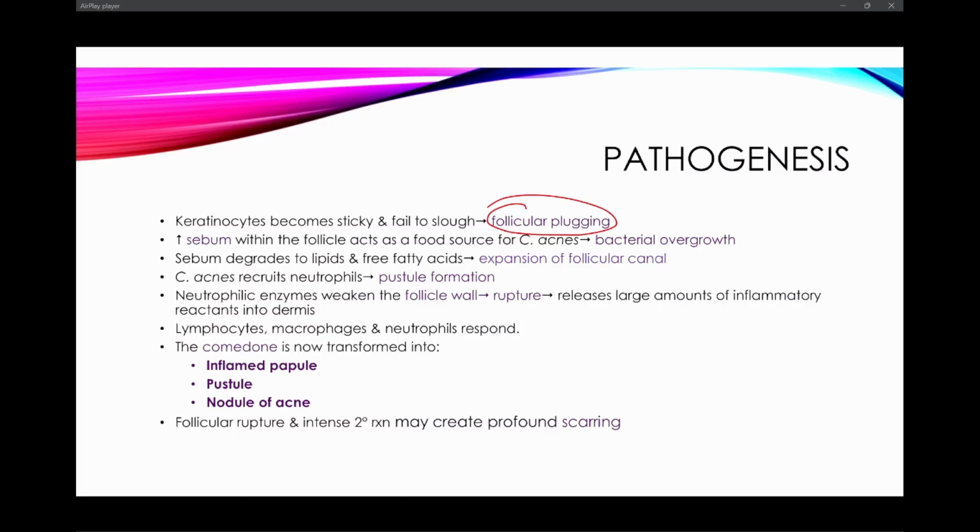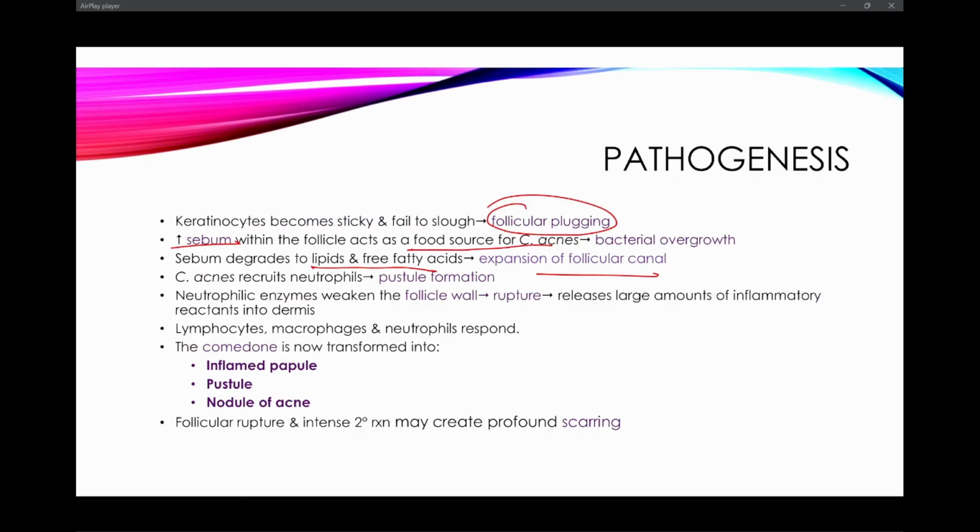So we have plugged that follicle. Now we get increased sebum within the follicle. All that oil acts like a food source for the bacterium. And that causes bacterial overgrowth because now we have all this sebum there. It's a great food source. When you have food, now you can start multiplying. The sebum degrades to lipids and free fatty acids, and that causes the expansion of that follicular canal. It gets wider and bigger. Now you get those pores showing up on your skin. If you ever see big pores, it's because these glands are wide open.